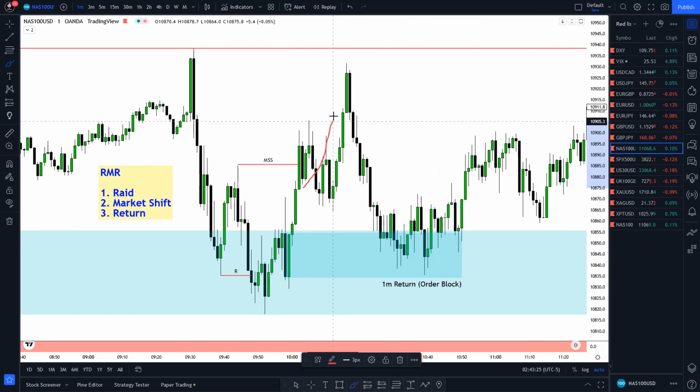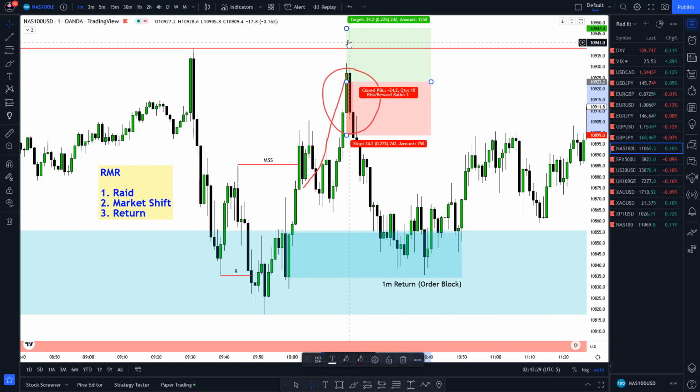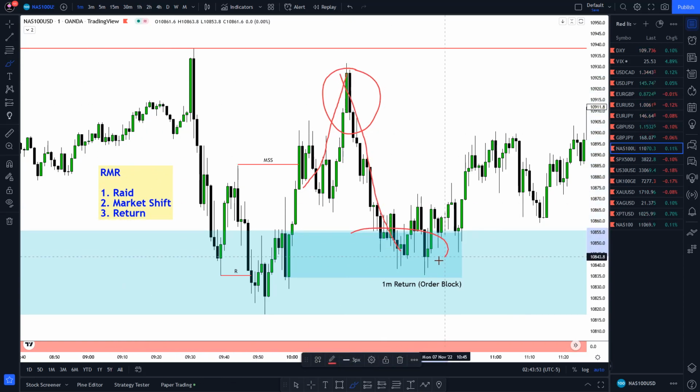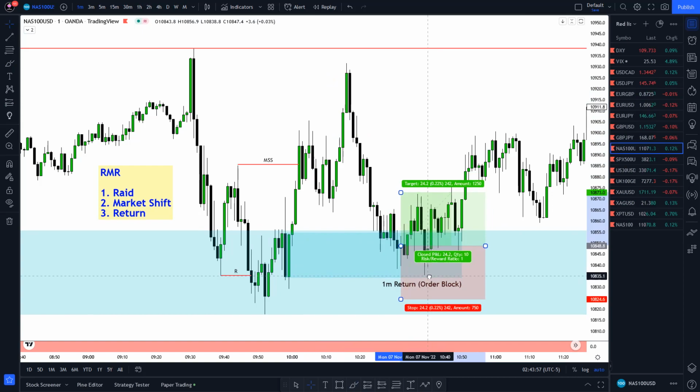Once price is up here, we don't want to FOMO and we don't want to buy up here and target those equal highs, because we're getting a very expensive price up here. And what does the strategy say? It says to wait for that return area, for price to retrace into this area before we start to place our buy orders.